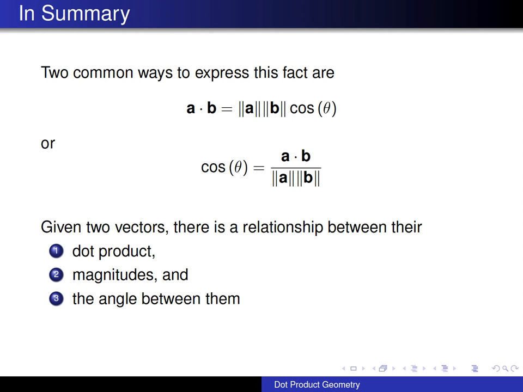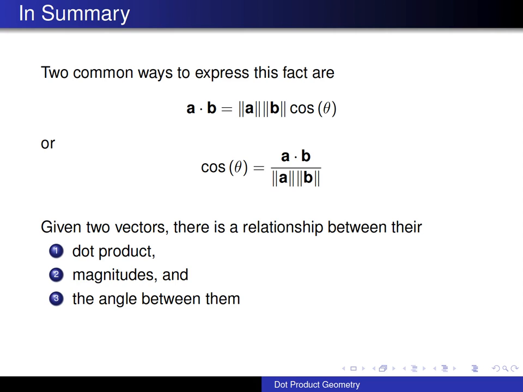So there are two ways to express this result that we've come up with. The first one listed here is exactly what we had on the last slide, but the second one is to go ahead and solve for cosine, right? And then you have that the cosine of theta is equal to that dot product divided by the product of the two magnitudes, the magnitude of A times the magnitude of B.